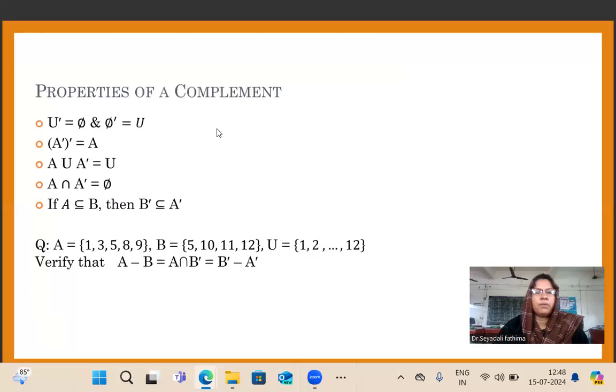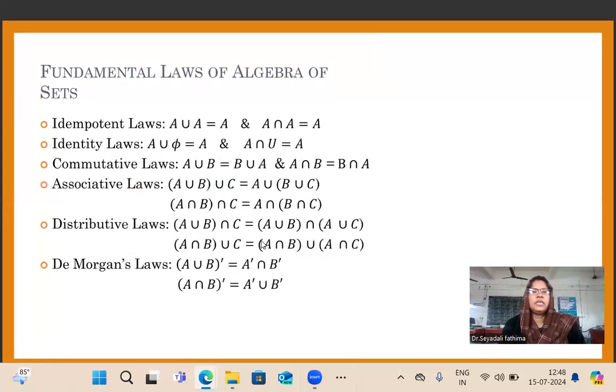Some properties of complement. U dash is equal to the empty set and the empty set dash is equal to U. A dash the whole dash is equal to A. A union A dash is equal to U, and A intersection A dash is equal to the empty set. If A is a subset of B, then B dash is a subset of A dash. Now verify that A minus B is equal to A intersection B dash, and B minus A is equal to B intersection A dash.